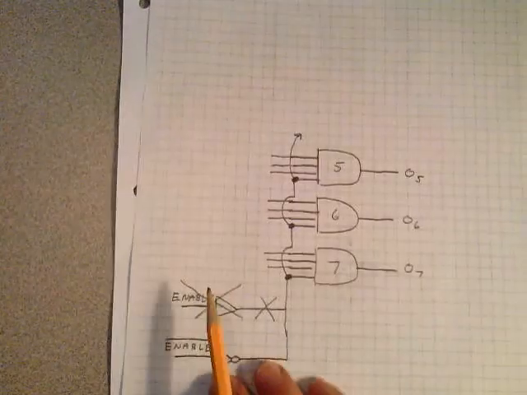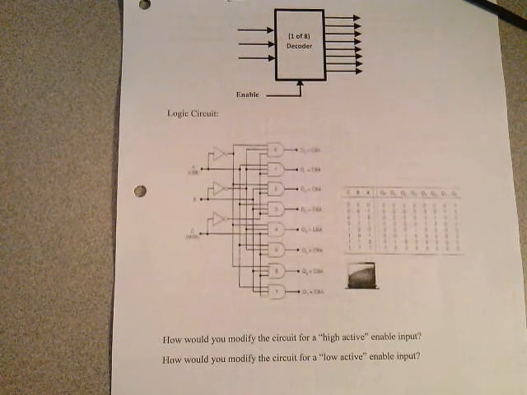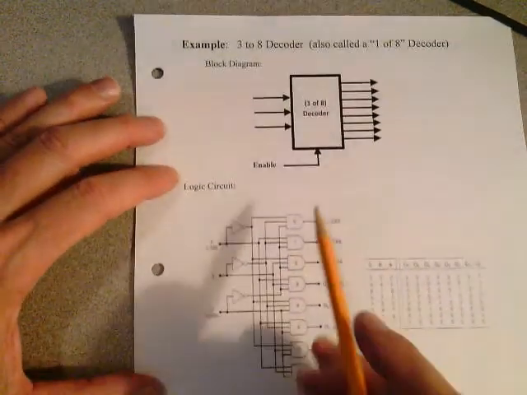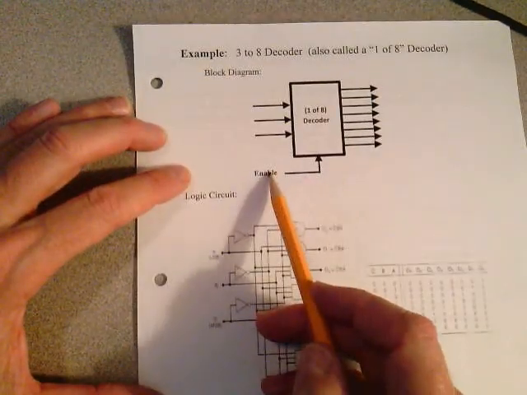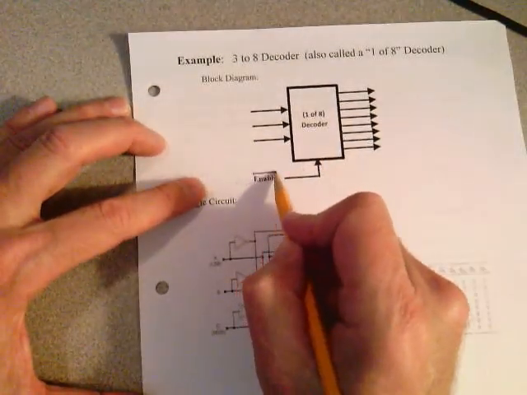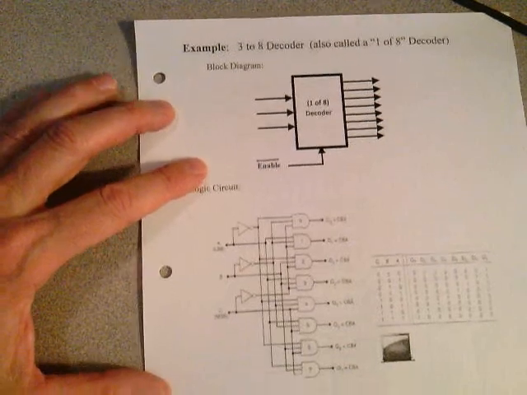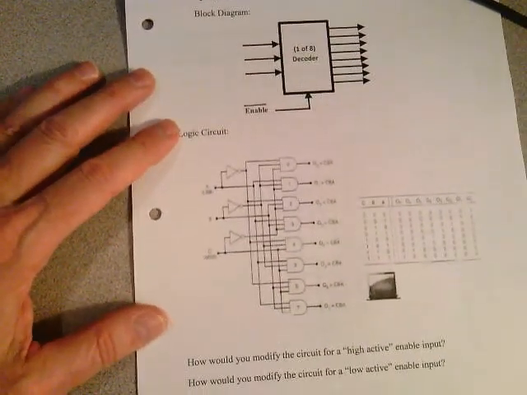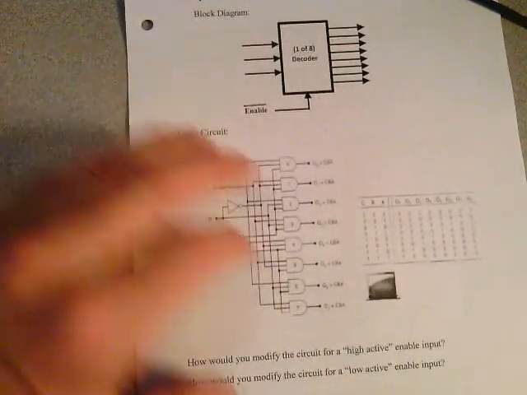So what I just showed you how to do on this problem right here, I can do it on the first example. Let's do it on this one, though. If I wanted to make this a high true enable, I showed you how to do that. Or if I wanted to make that a low true enable, I showed you how to do that as well on this circuit.